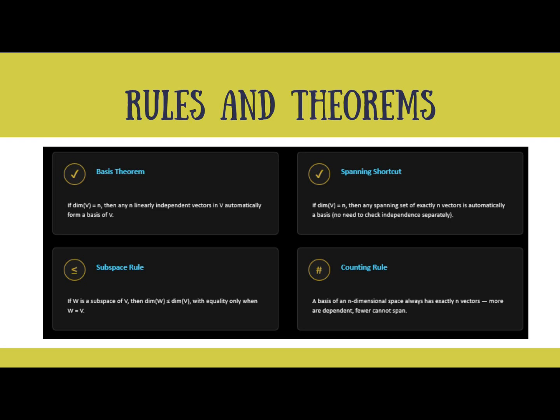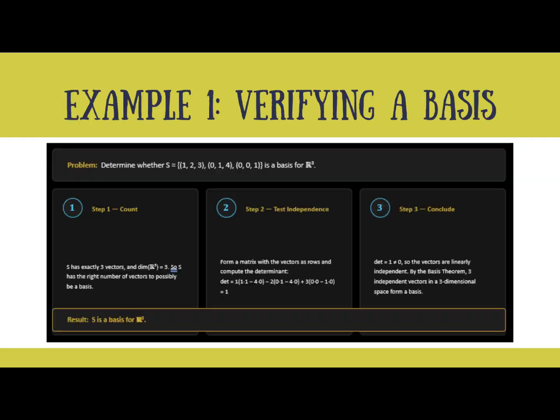The last rule is the counting rule. A basis of an n-dimensional space always has exactly n vectors. If there are more than n vectors, some of them must be dependent. If there are fewer than n vectors, they cannot span the entire space. These shortcuts save a lot of time in solving problems.